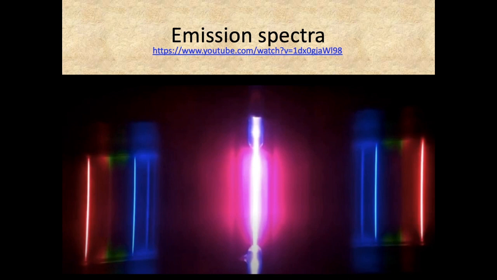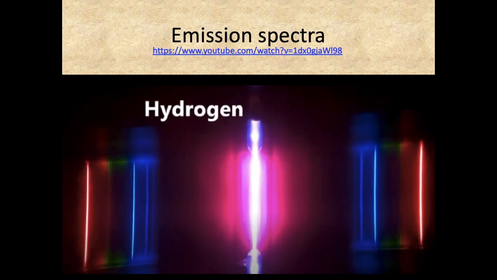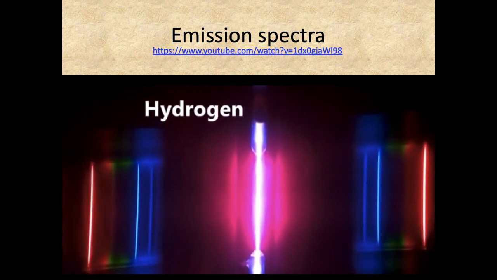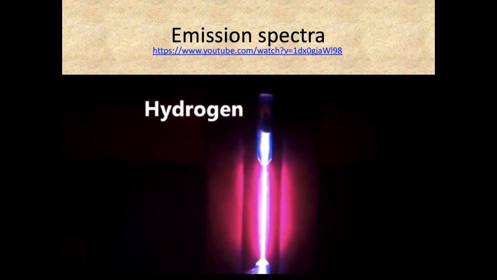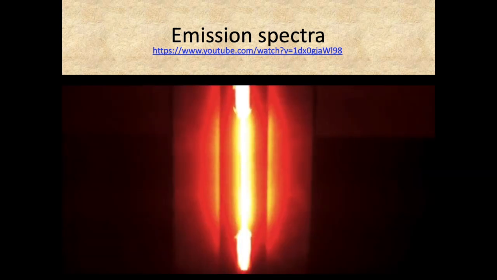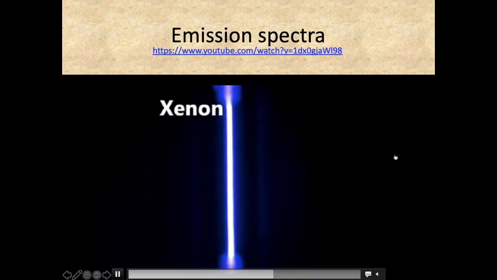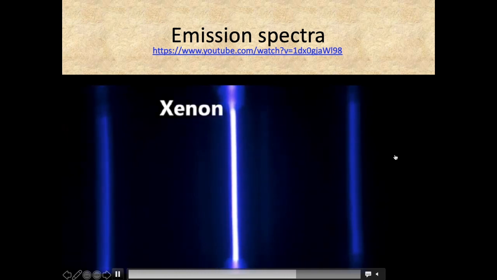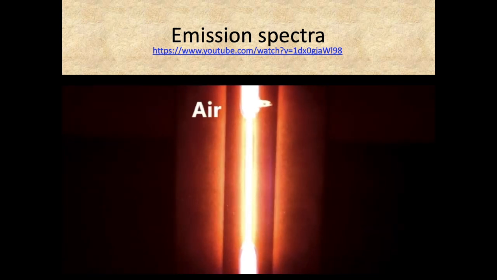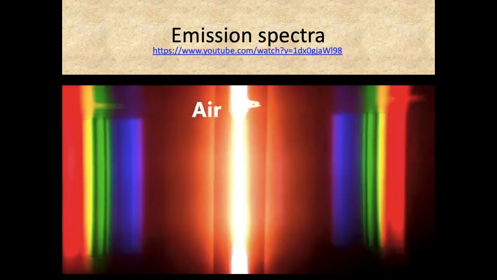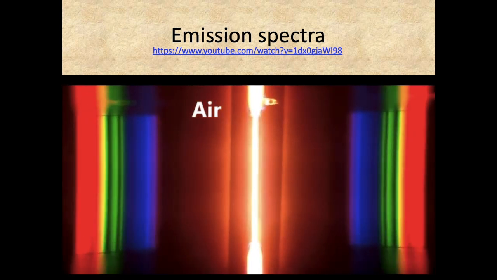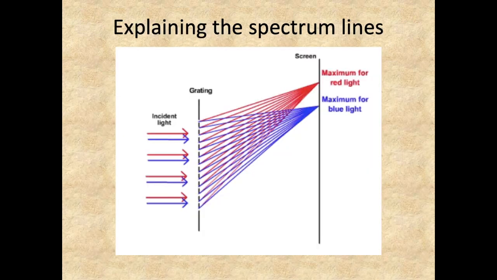So let's see examples of a few of these. Hydrogen with diffraction grating, without diffraction grating. Neon without diffraction grating. That's what it looks like with diffraction grating. Each of the lines on the sides you see are actually the maxima of that wavelength. Well, air is a mixture of gases, so we see almost the full visible spectrum. Let's explain what they are.